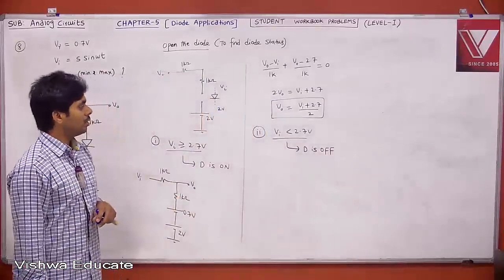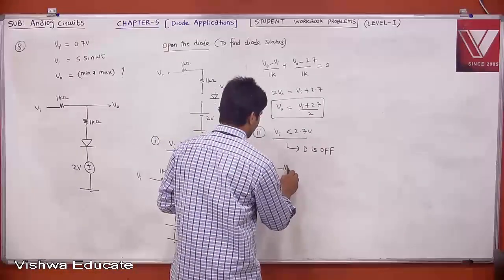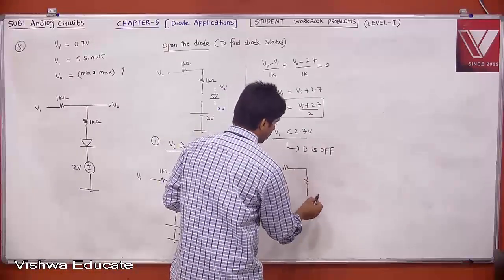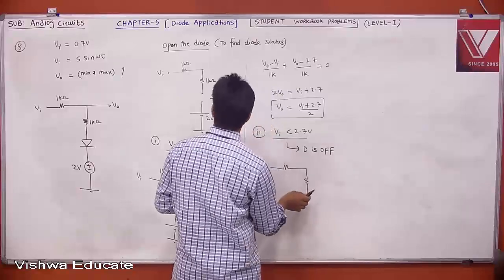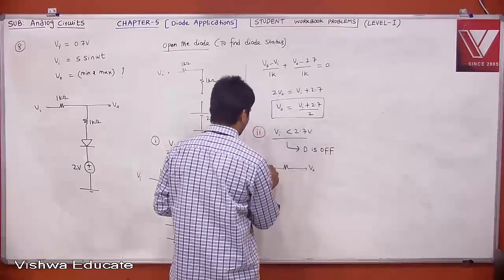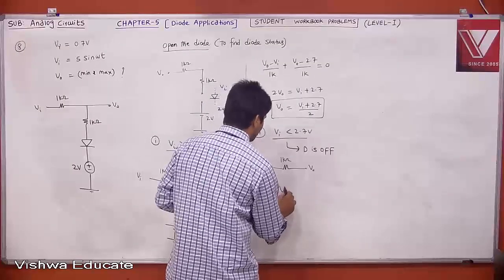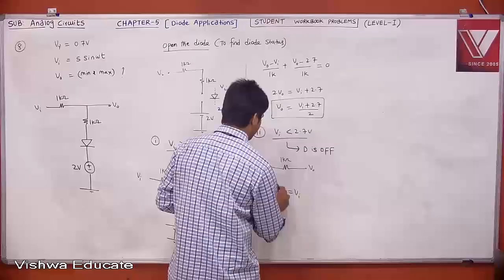When diode is off, then what is your circuit? I think same circuit. This is your resistor. It is completely open. Then if it is open, actually not required. This is your output. This is your V0, this is your Vi, and this is 1K. Even if it is open, nothing. Therefore, what is your V0? V0 is equal to Vi.